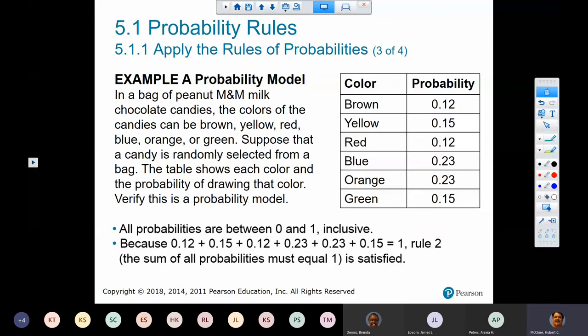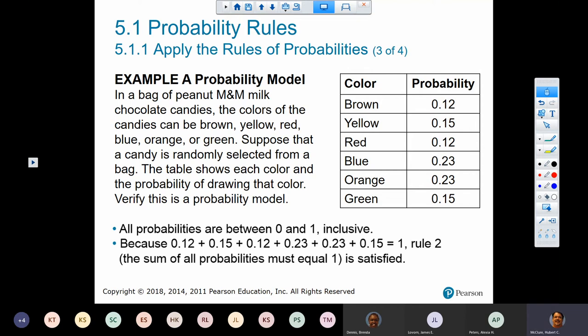Now, if those do not hold, it is not a probability model. All the probabilities have to be between 0 and 1, and if you add them all up, they should equal 1. If those two things do not happen, you put on the test: this is not a probability distribution, or this is not a probability model.